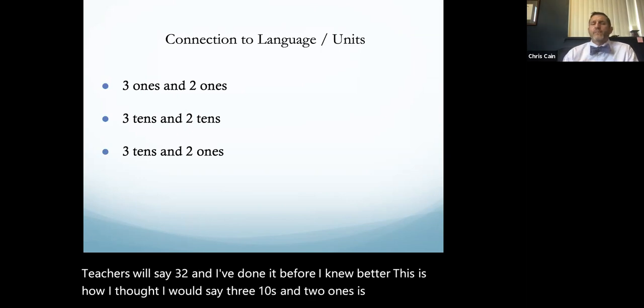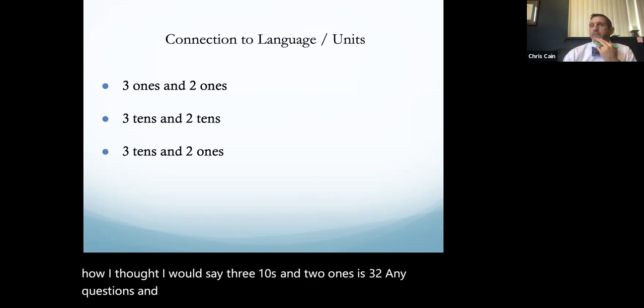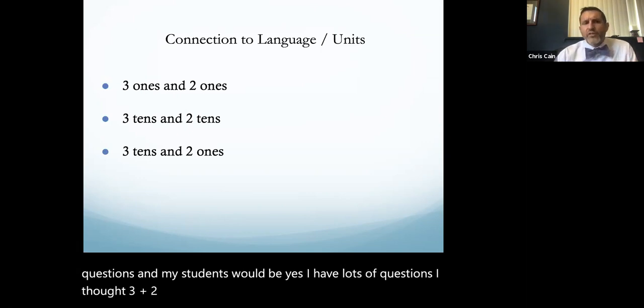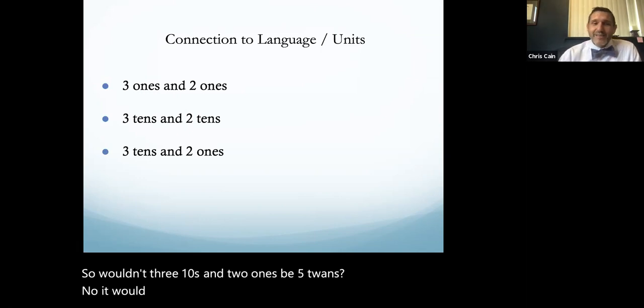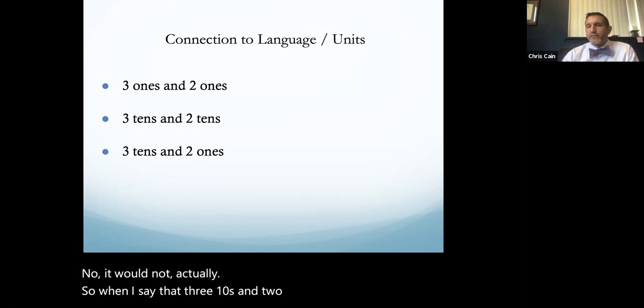Any questions? And my students would be like, well, yes, I have lots of questions. I thought 3 plus 2 was 5. So wouldn't 3 10s and 2 1s be 5 twins? Well, no, it would not, actually. So when I say that 3 10s and 2 1s is 32, I have to put my unit there.